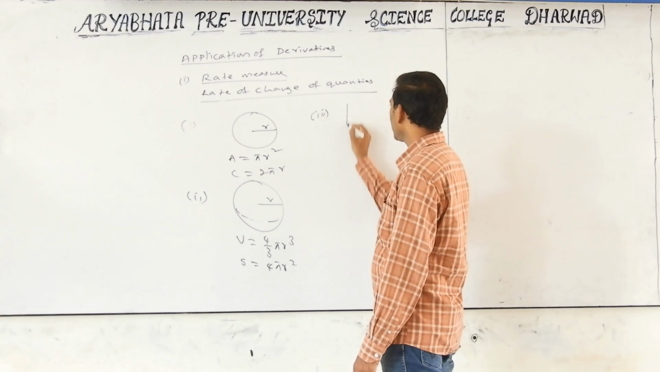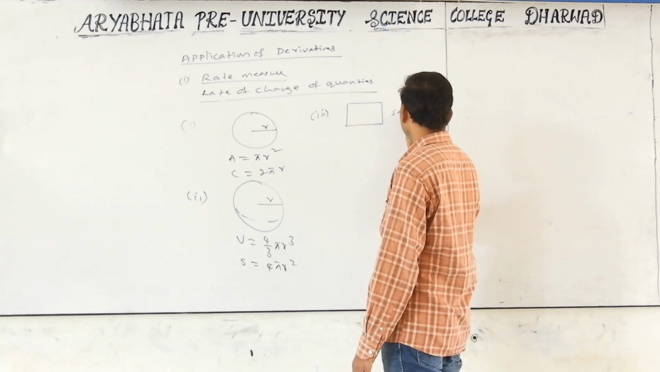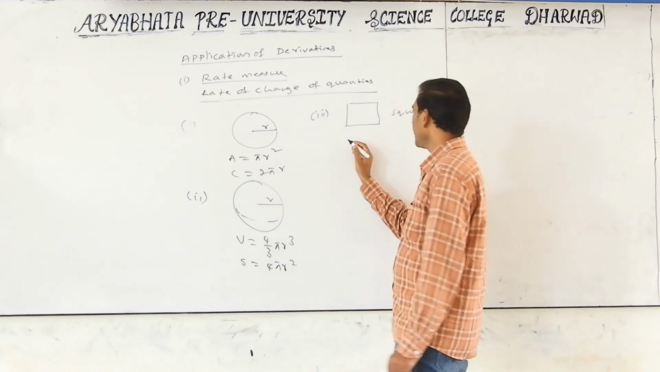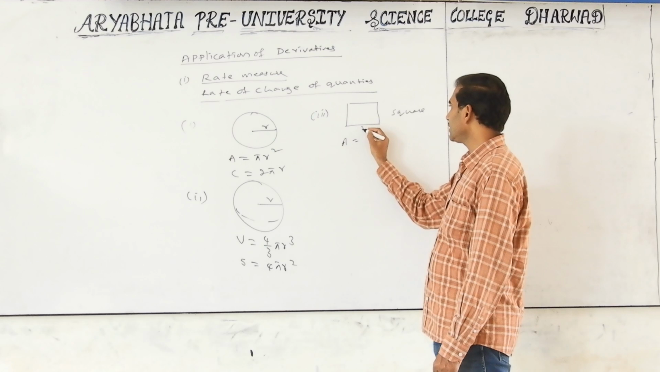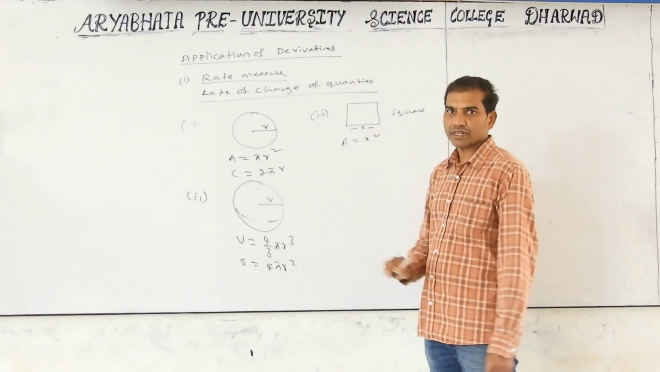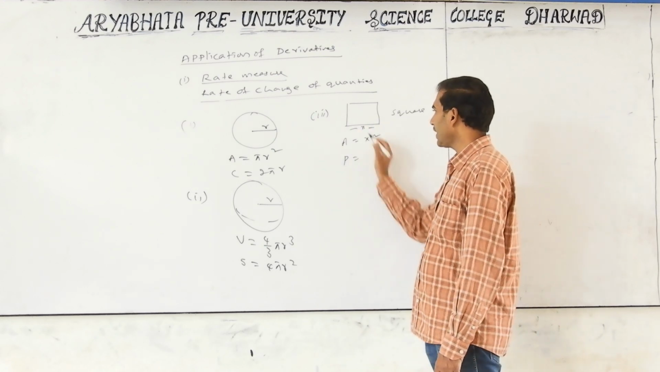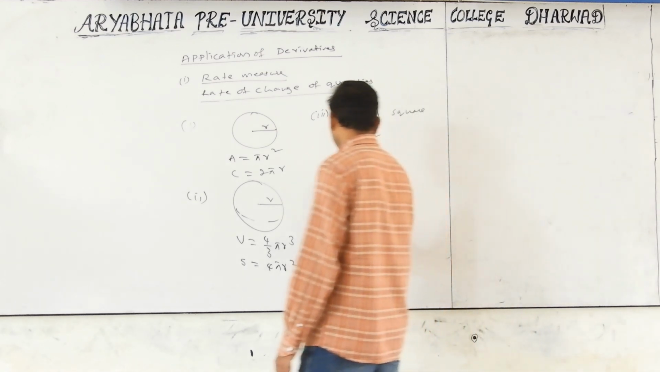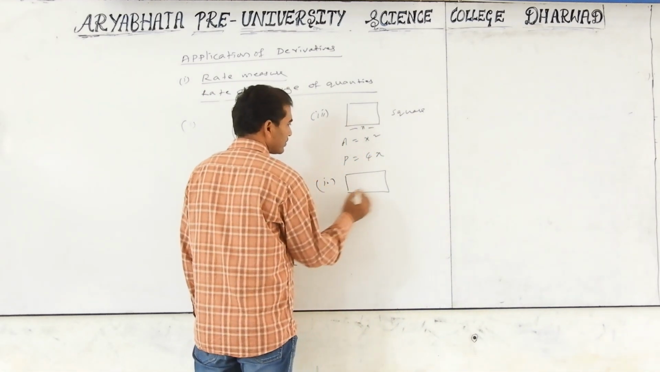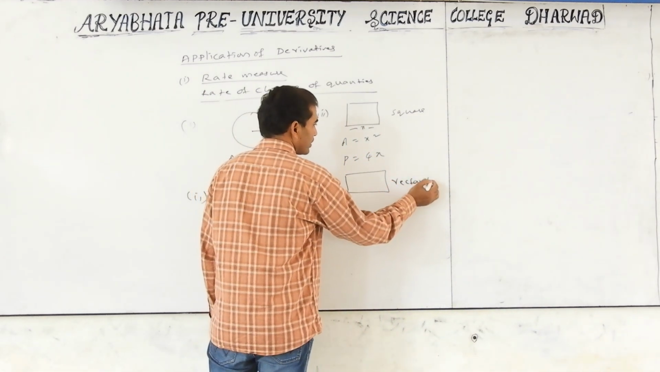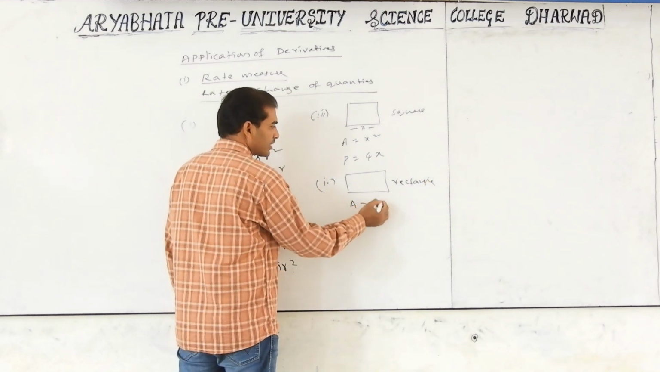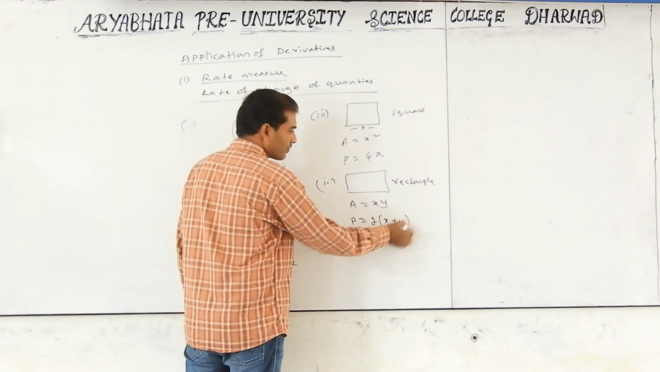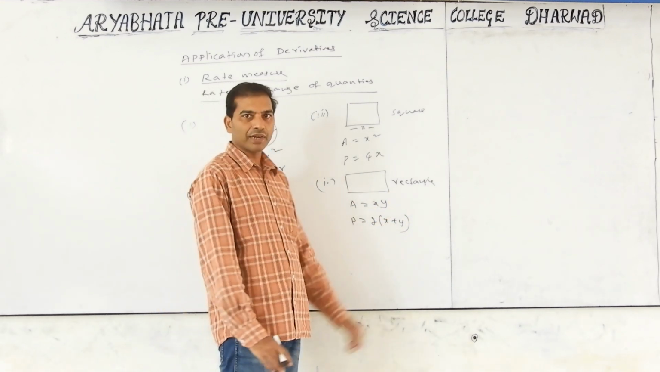Third one, you know the square. You know what is the area of square: side is x, area of square is x square, and the perimeter of square is 4x. Next, the fourth one, rectangle. Rectangle area is xy, and perimeter of rectangle is 2 into x plus y, where x is length, y is breadth.